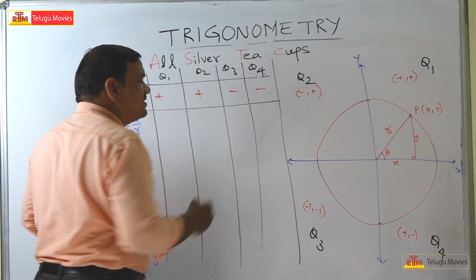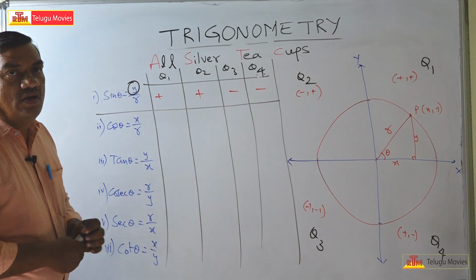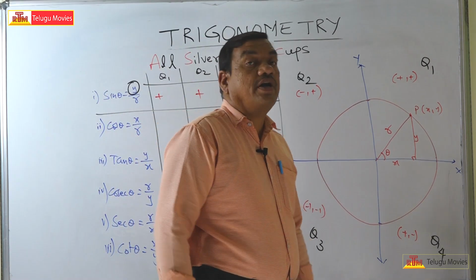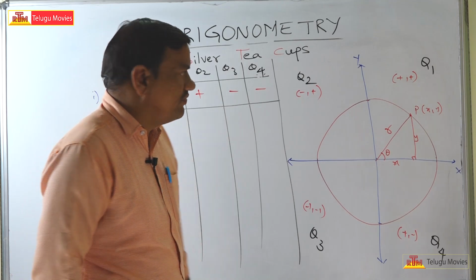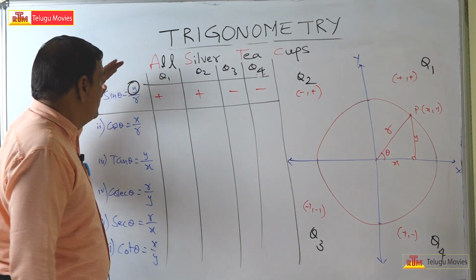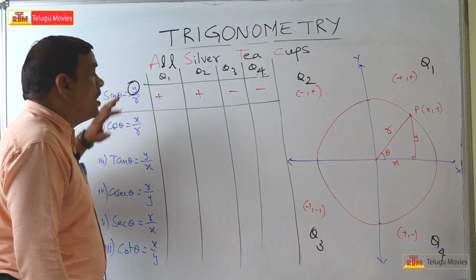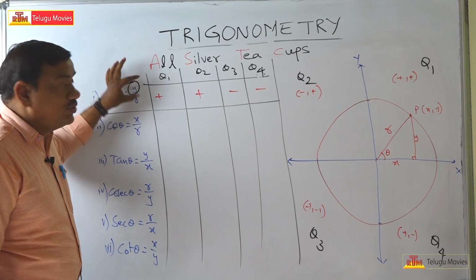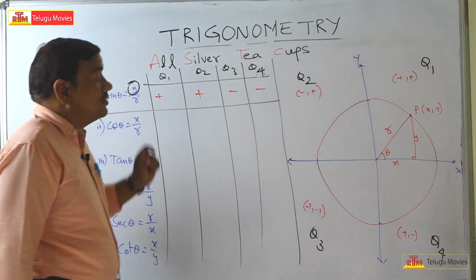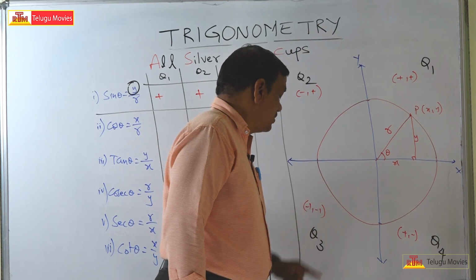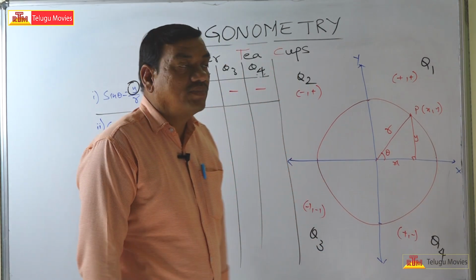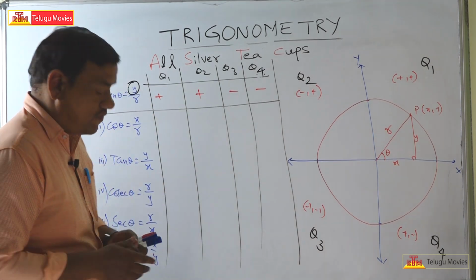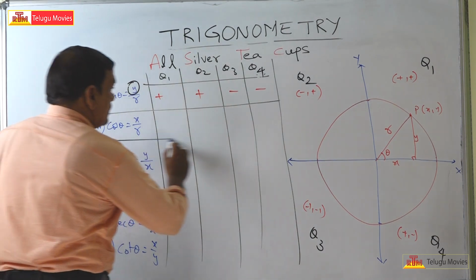Why is it negative? A very simple reason. If anybody asks you why sin theta is negative in the third and fourth quadrants, the definition of sin theta is y by r. R is always positive. Whether sin theta is positive or negative, everything depends on the y value. The y coordinate is negative in the third quadrant and the fourth quadrant. That's why sin theta will be negative in the third and fourth quadrants.